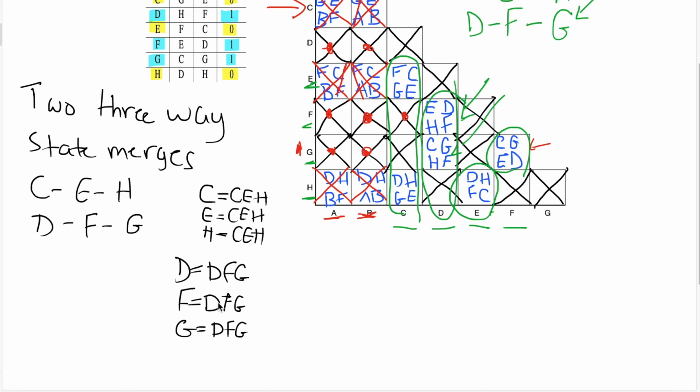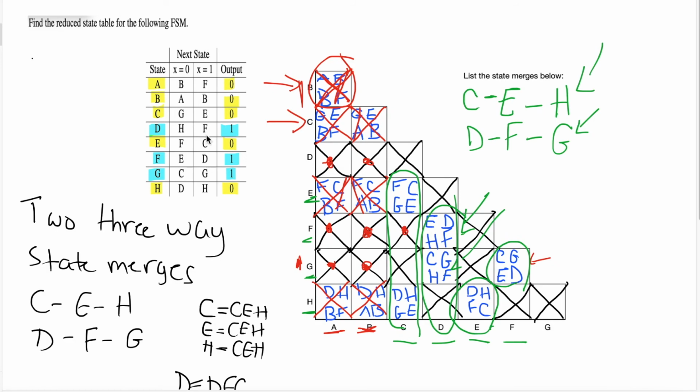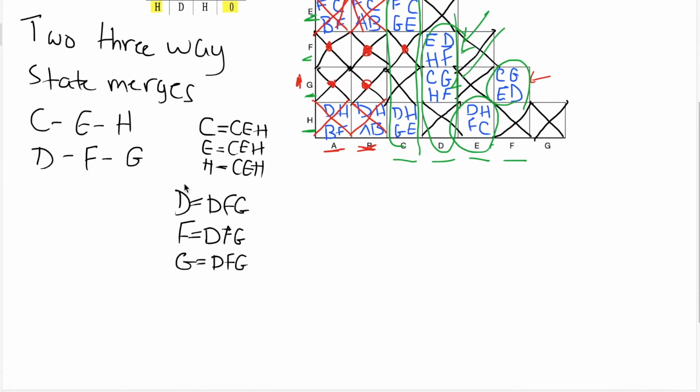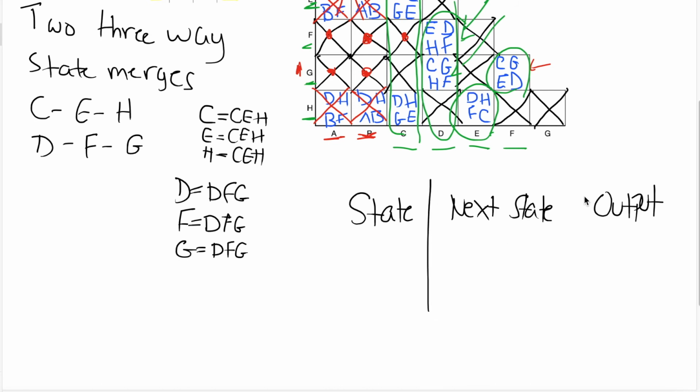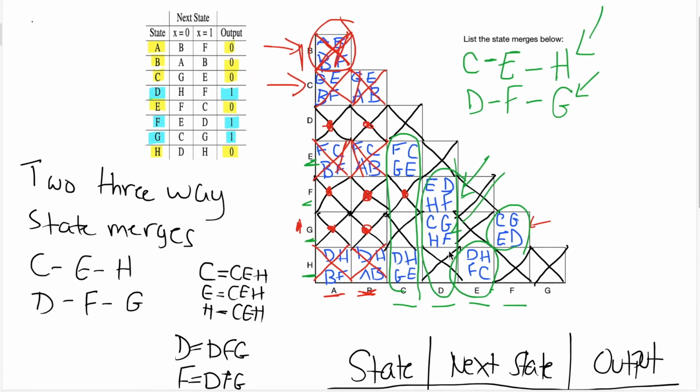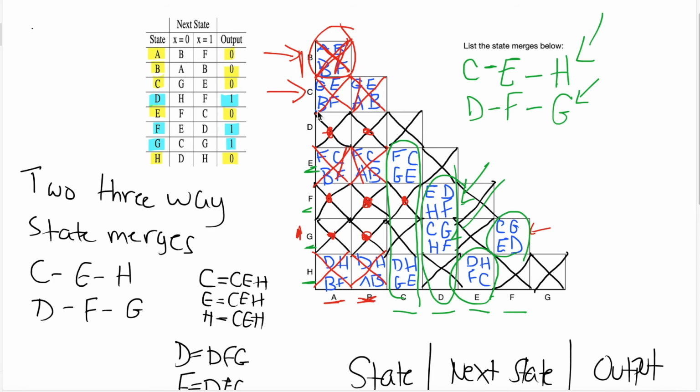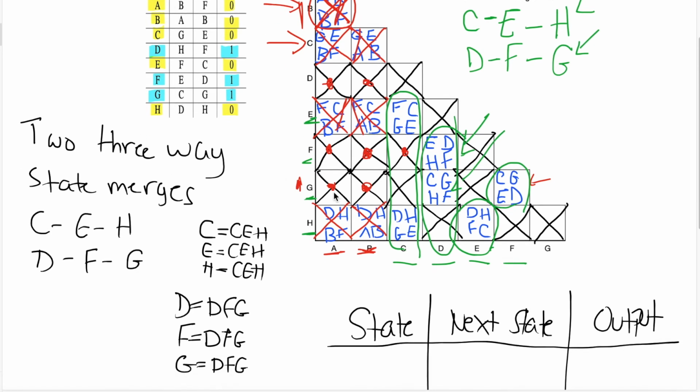So now let's start to do our reduced state table. This is what our reduced state table is going to look like. We're going to have state, next state, and output. So then we'll label those like that. State, next state, and output. And this is what we have to do next, right? So if we start with the state, essentially we're going to try to cover all these letters again, right? So let's start off simple. Let's start off with what we already know.